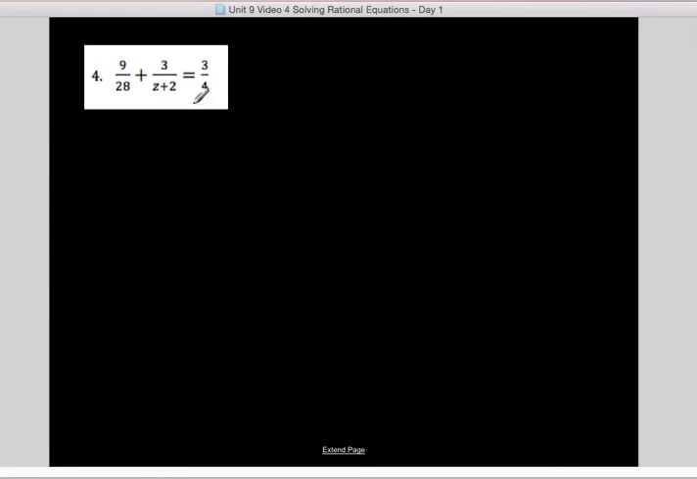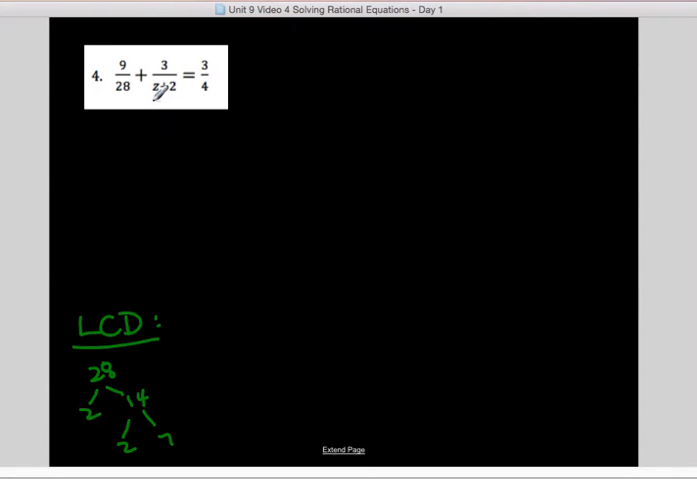All right, now I'm looking at this one. This one might not be as easy of a common denominator to find. So what I would recommend is let's just do our little factor tree. Okay, 28 breaks down into 2 times 14. So I'm going to find the LCD down here. So 28 is 2 times 14, which is 2 times 7.